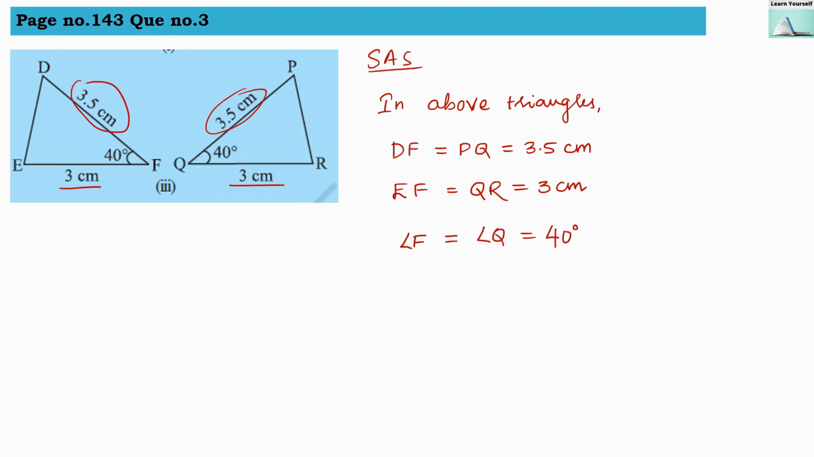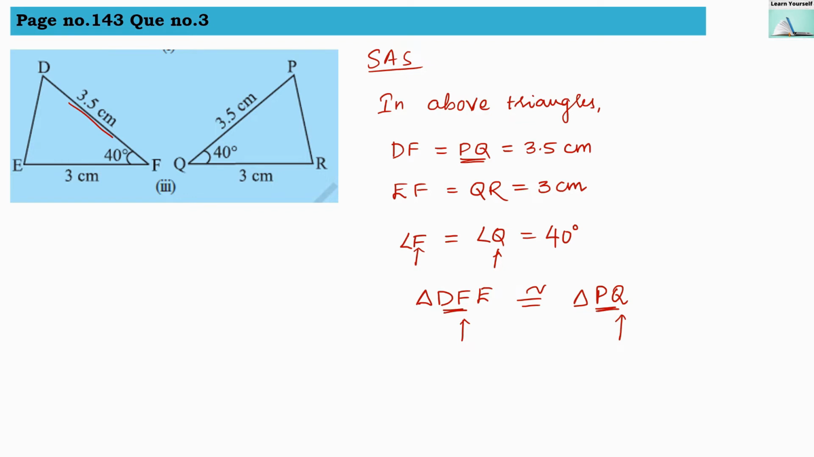Now how are we going to write the name? So triangle DFE. DF has 3.5 centimeters and it is corresponding to PQ. So let us write PQ first, because DF is equal to PQ. Now F is corresponding to Q. So yes, wherever the F is there, Q is there. So our name is correct.